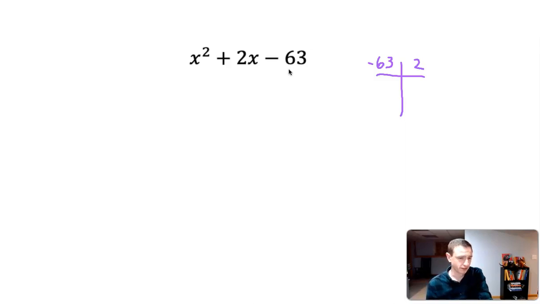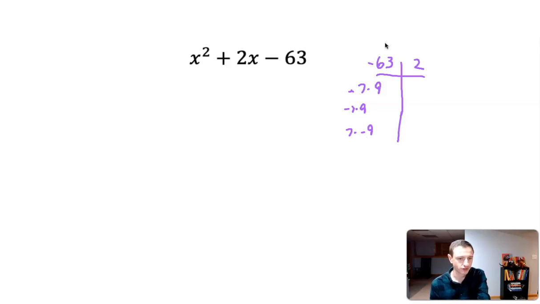There's no way that I could add 3 and 21 up to give me a positive 2. So that leaves us with 7 times 9, where we want it to multiply to a negative, but add up to a positive. So here are our two options. We could have negative 7 times positive 9, or we could have positive 7 times negative 9.